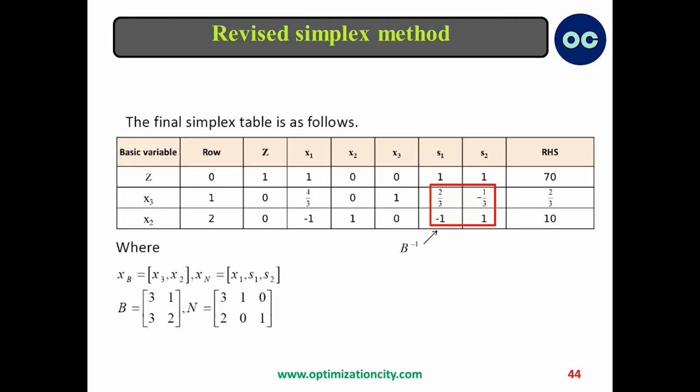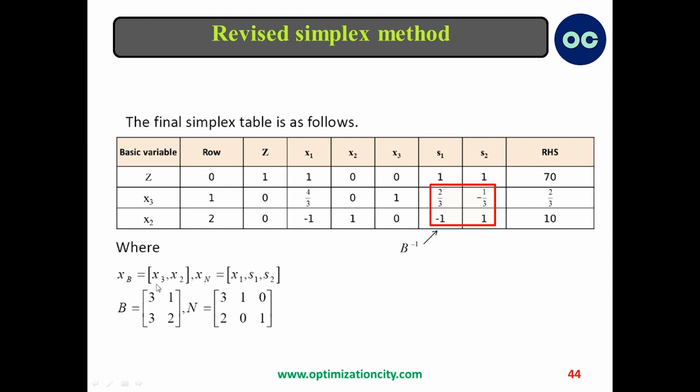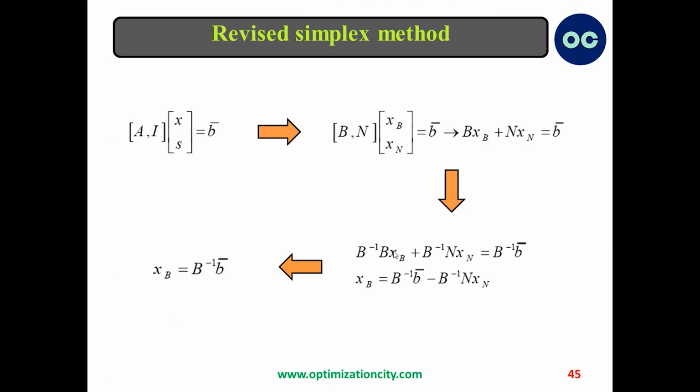This is the final table of the simplex method. The matrix B is the coefficient of the basic variables in the initial table. We have x3 and x2 as the basic variables, and the coefficients of those variables here are x2 and x3, 1 and 2. N is the coefficient of x1, s1, and x2 in the initial table. And this is B inverse, and you can see that we have the optimal solution in this table.